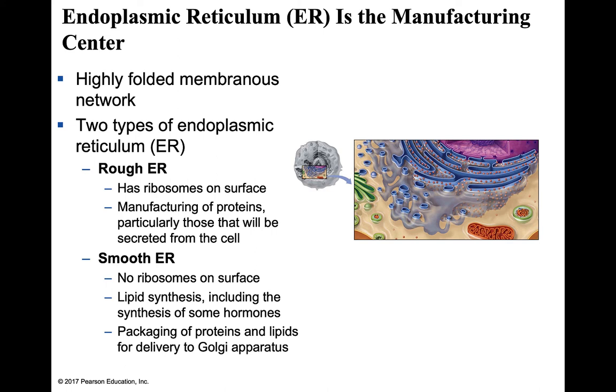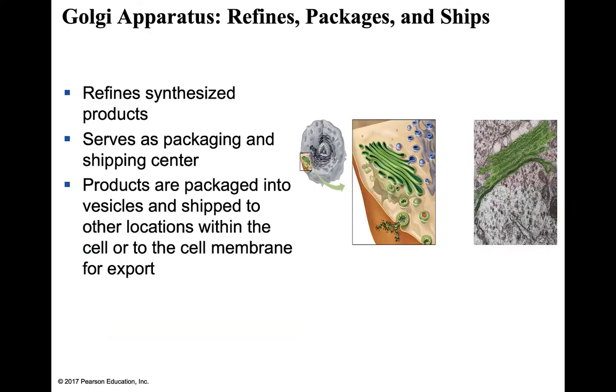Now, we also have smooth ER. This is endoplasmic reticulum that does not have ribosomes on the surface. One process that takes place within the smooth ER is lipid synthesis. Other things that might be made here are some of the lipid-soluble hormones, such as testosterone, estrogen, progesterone, and so on. The other thing that's happening here is the packaging of proteins and lipids, and they're going to be delivered to another organelle known as the Golgi apparatus.